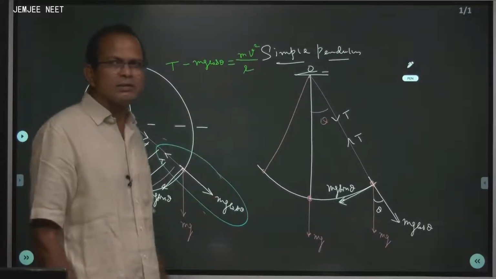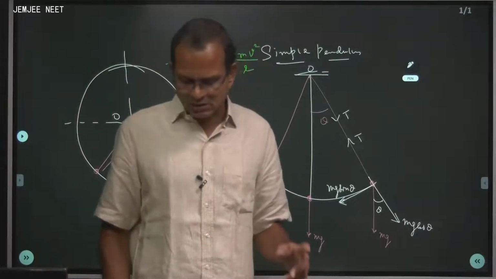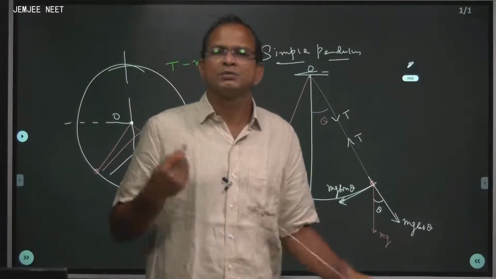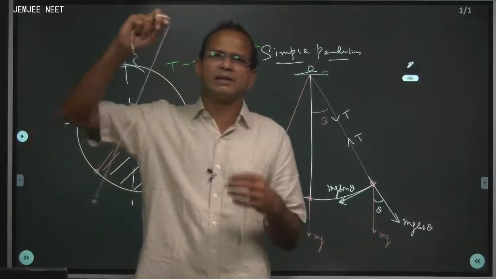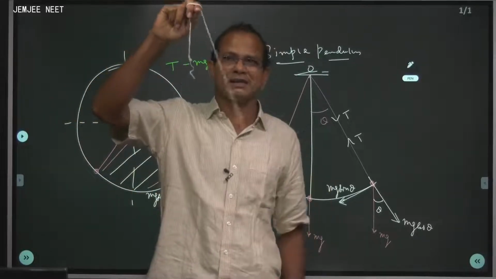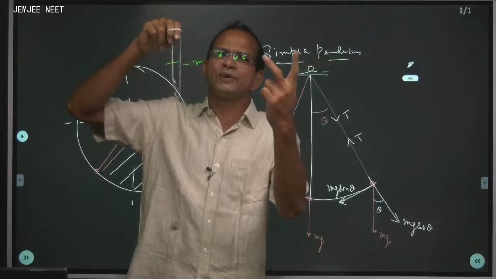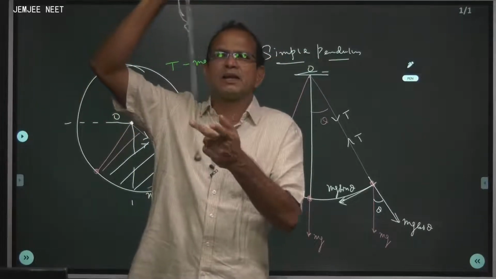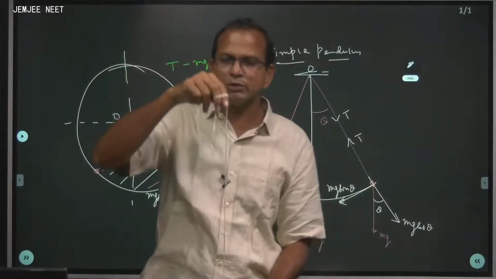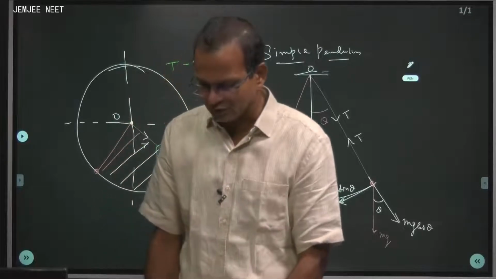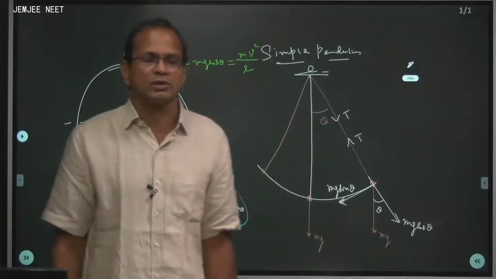If they fail to give, your simple pendulum will be cut. If tension minus mg cos theta fails to give you the necessary centripetal force, the moment they fail, the rope is cut and the pendulum goes as per Newton's first law along a straight line. It can no more go in circular motion, right?